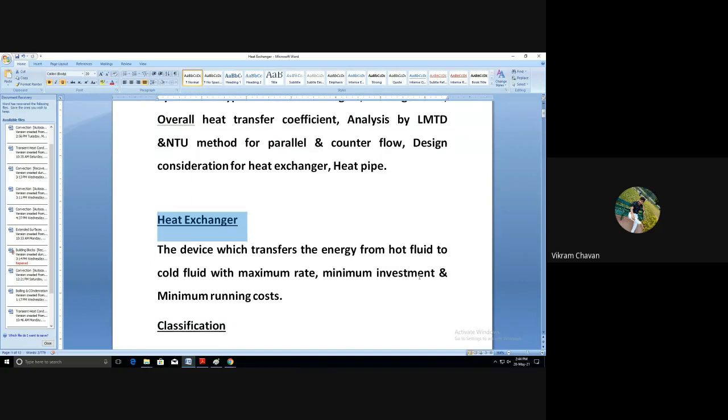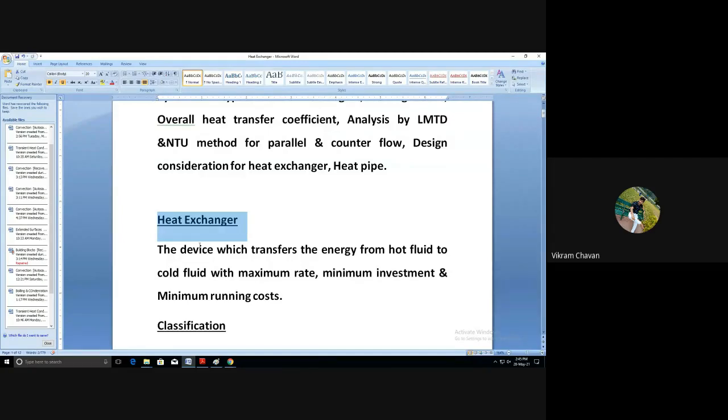So you can write the definition of a heat exchanger as: the device which transfers the energy from hot fluid to cold fluid with maximum rate.